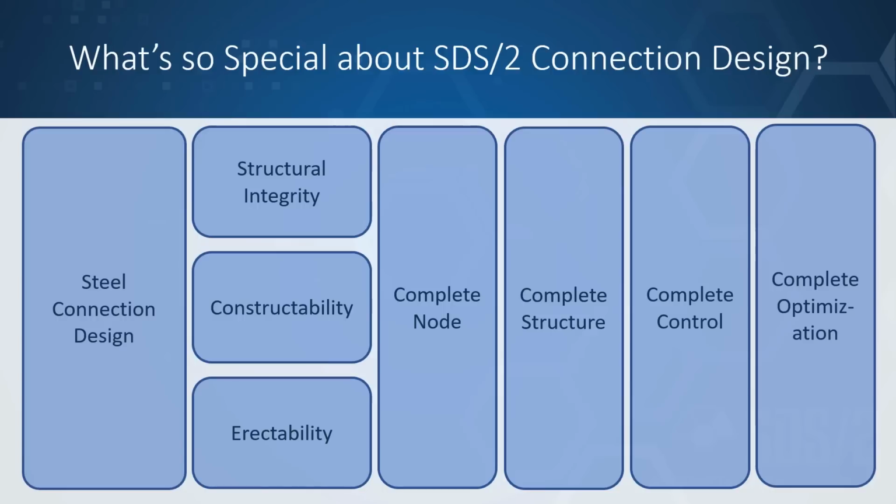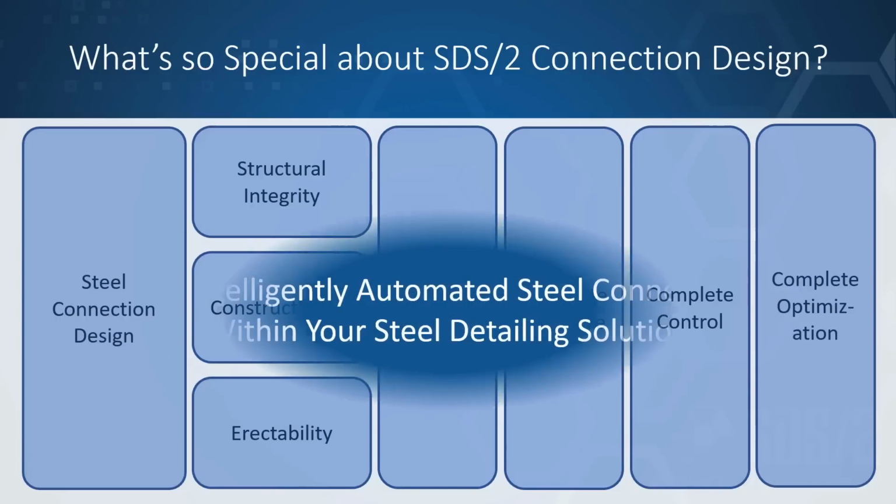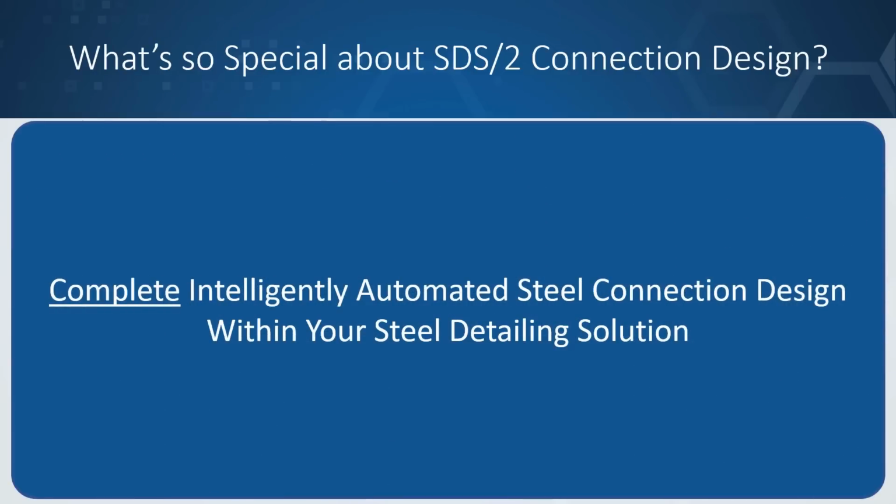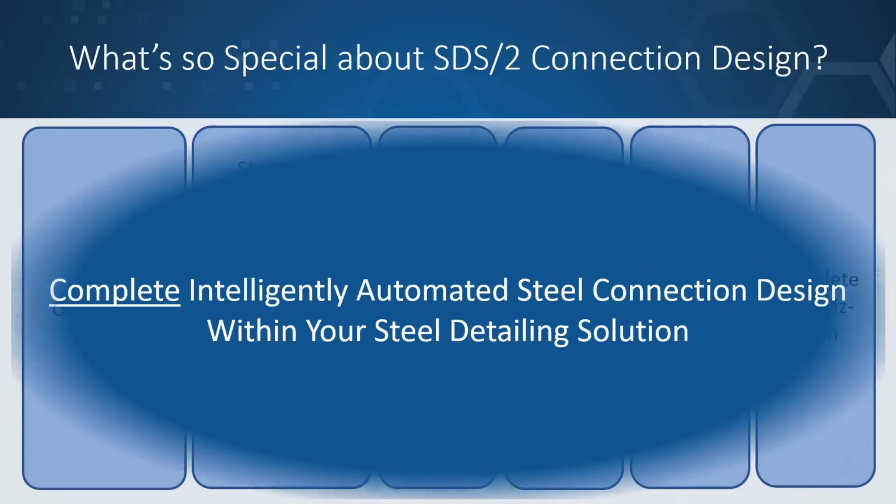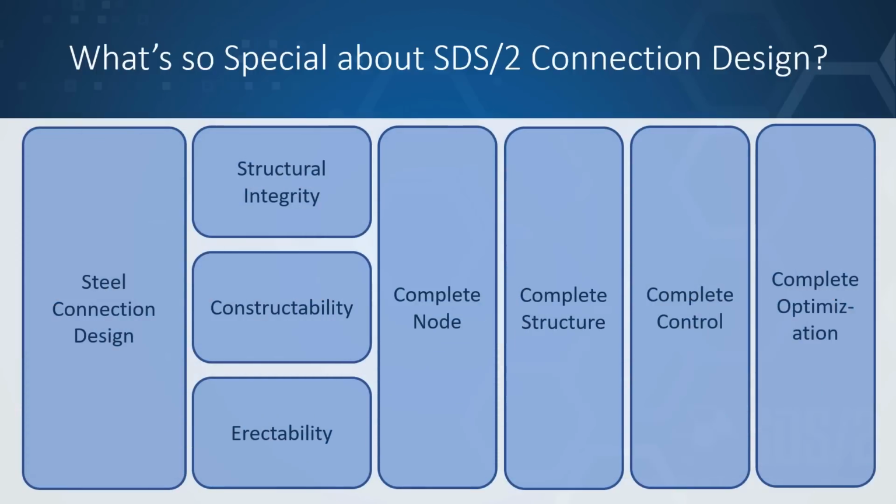And we have complete optimization. So the optimization, maybe you care about bolts. We can minimize the number of rows of bolts so it can save you on a connection, which I'm going to go into a little bit later on. And that saves you a little bit on one connection, but if you have 1,000 connections, it could save you a lot of time and money out in the field. This has the complete, intelligent, automated steel connection design within your steel detailing solution. Now let's just go ahead and dive into these individually.